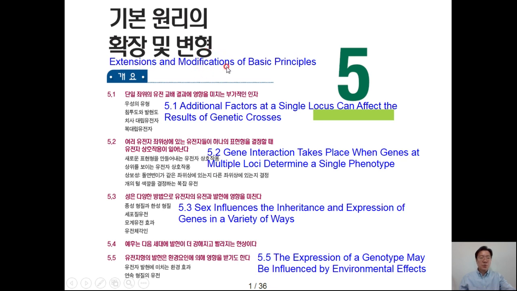First, we will learn how additional factors at a single locus can affect the result of genetic crosses. Second, we will learn about genetic interaction, and also how sex influences the inheritance and expression of genes. Finally, we will learn about some environmental effects which can affect the expression of the genotype.